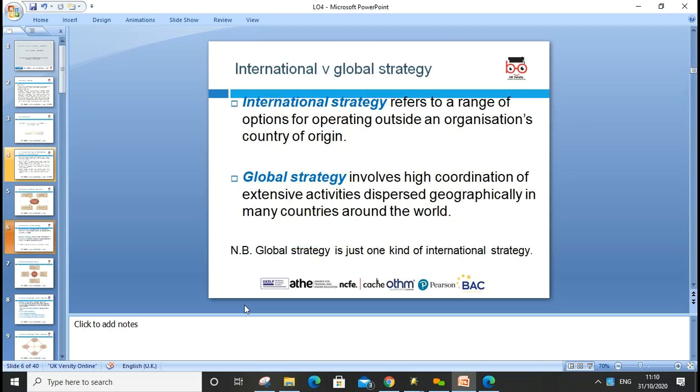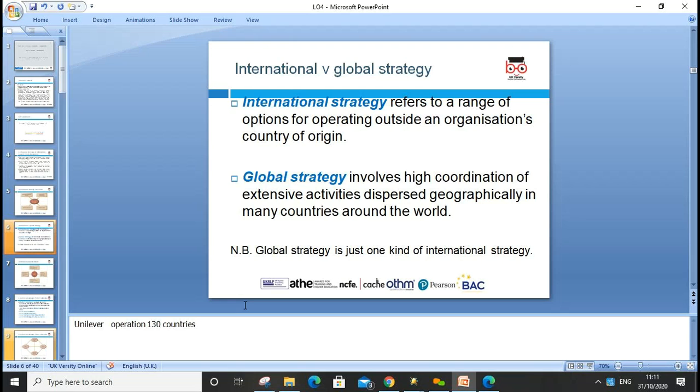International drivers we will discuss include geographic advantages, market selection, and the mode of entry we can use in international trade, especially UK firms capturing the most of the many trading agreements. So international strategy refers to the range of options for operating outside an organization's country of origin. The country of origin is the home country. Think about Unilever, one of the companies.